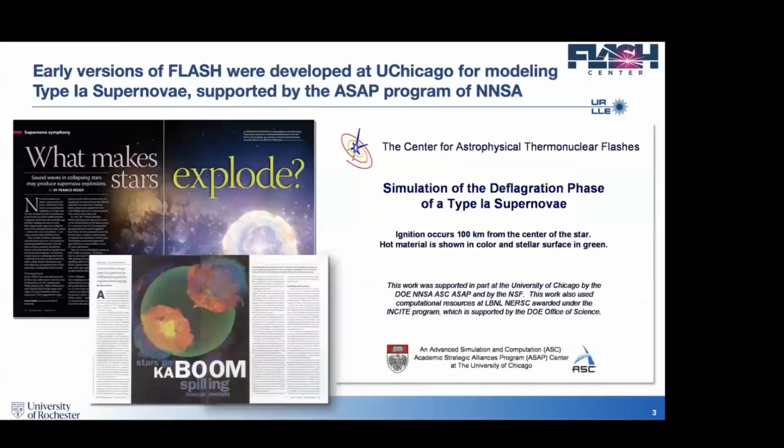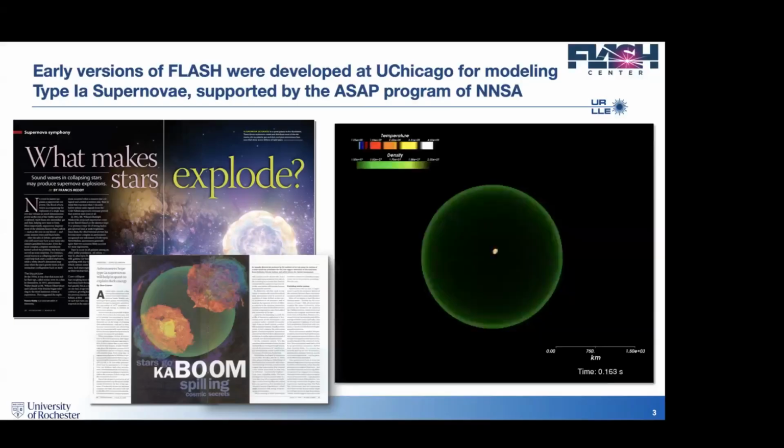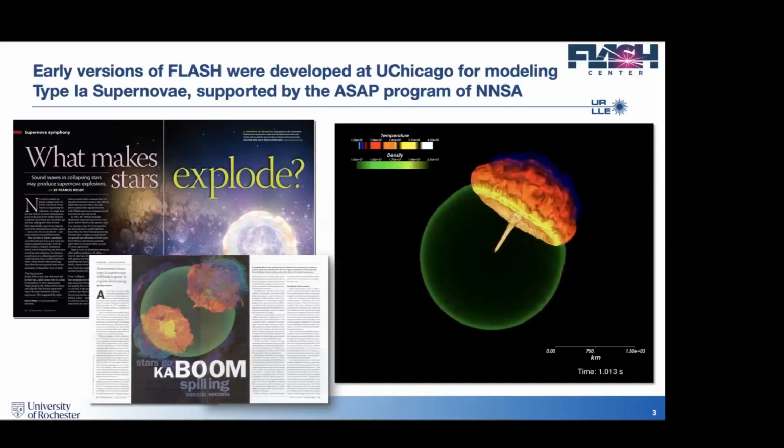Now, the Flash code actually started out as a purely astrophysics code. So as many of you know, the United States has a stockpile of nuclear weapons, right? When we decided in the 90s to stop doing testing, it became readily apparent that we had to find a way to make sure that our nuclear warheads actually still work. And the way to make sure of that was to start developing simulation codes that are capable of simulating these weapons. Now, this is in the purview of the National Nuclear Security Administration.